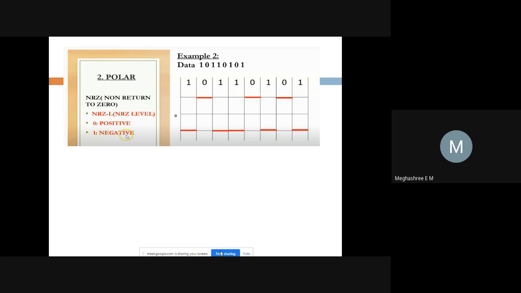And at the end, okay, once again, second, I'm not able to change the slide, just a minute.